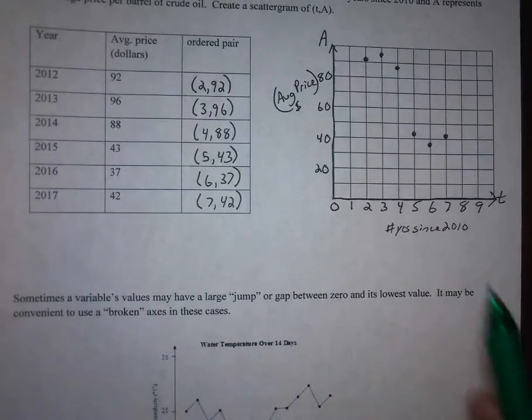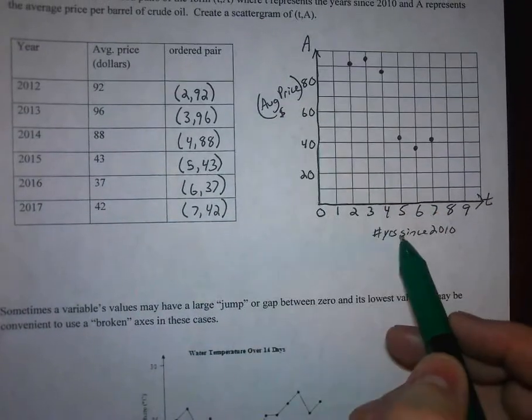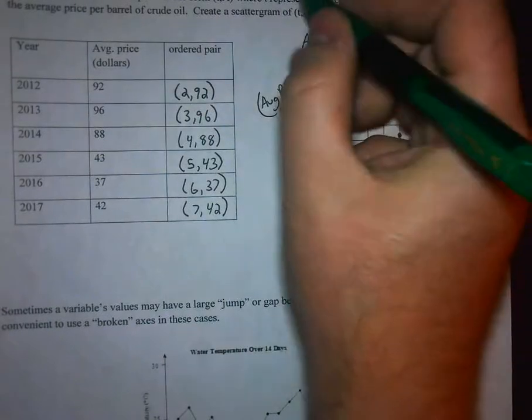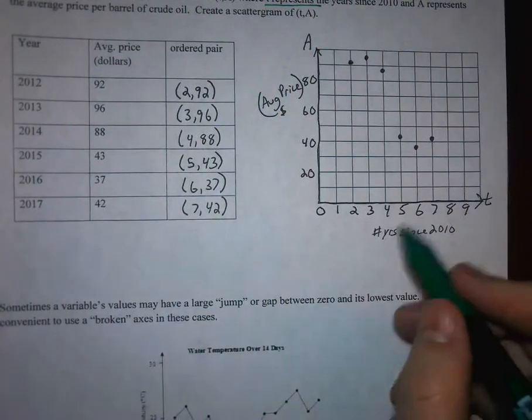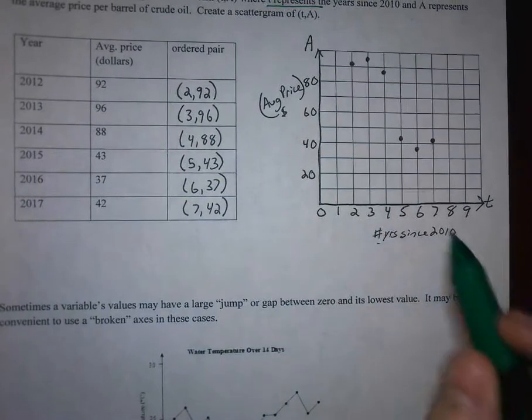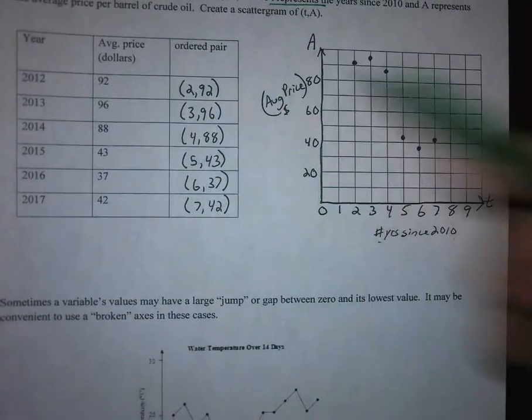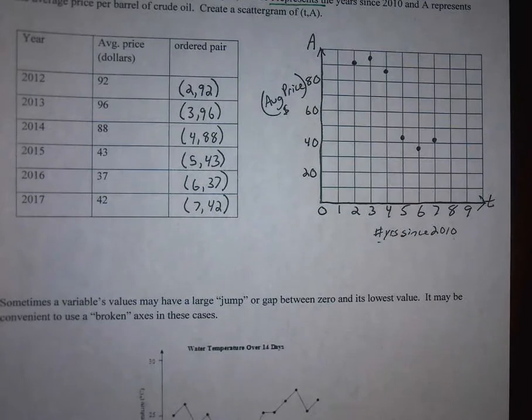When you do a scattergram, make sure you label the axes. Okay, and that'll depend on what your variables were. Okay, so T is the number of years since 2010. Make sure you write that down here. And then A was the average price, so make sure you put that on the vertical.